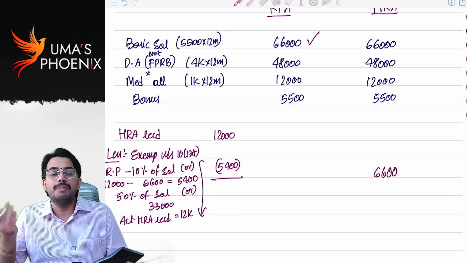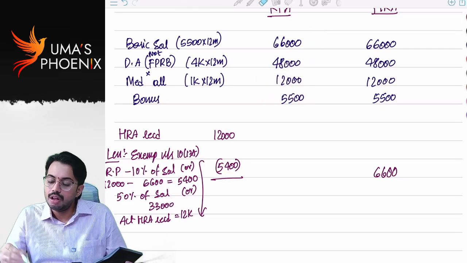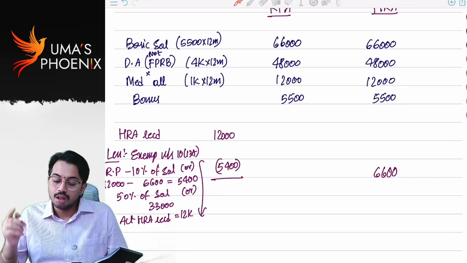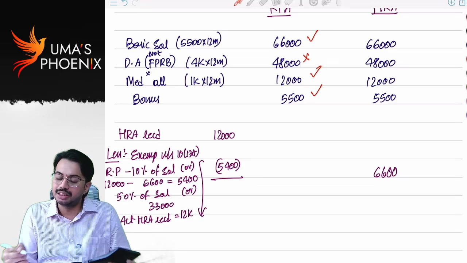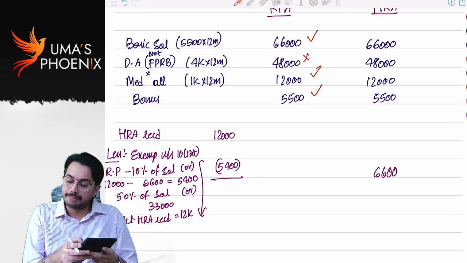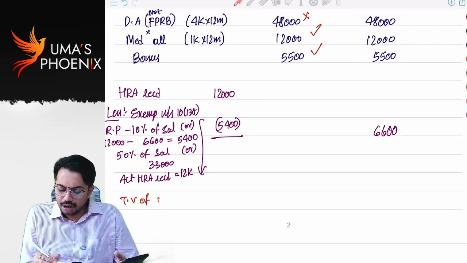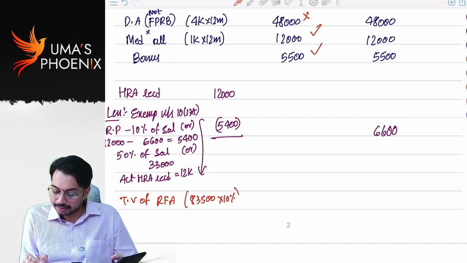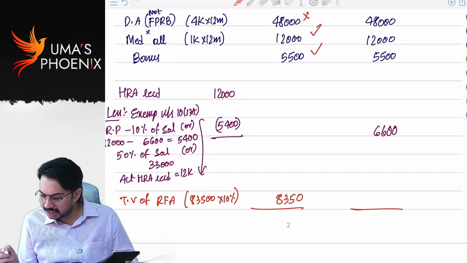In Kolkata, population is more than 40 lakhs. So for rent-free accommodation, taxable value is equal to 10% of salary. For the purpose of rent-free accommodation, salary is equal to basic; DA not forming part, you should not consider; medical allowances, bonus. How much is salary? 66,000 plus 12,000 plus 5,500. The taxable value of rent-free accommodation is 83,500 into 10%. How much will it be? 8,350.